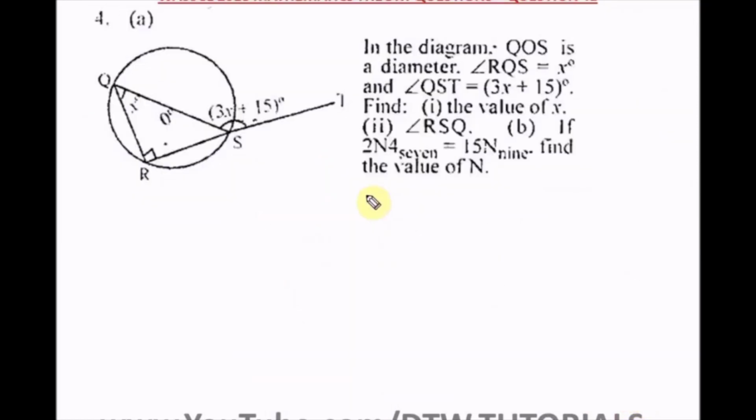Question 4a of the WAEC 2018 mathematics theory question. It says in the diagram QOS is a diameter. This is QOS, a diameter, and angle RQS is x degrees, and angle QST is 3x plus 15, all in brackets, degrees. Find the value of x. We have to find the value of x, and we should also find the angle RSQ. So let's solve for the first value. That's this angle, RQS.